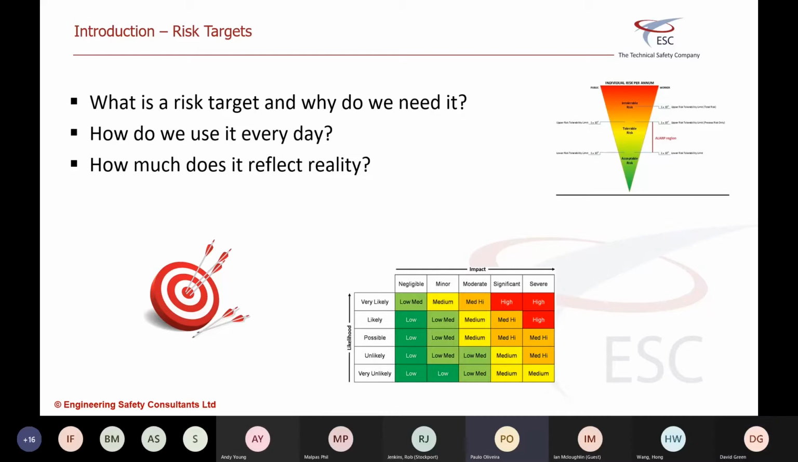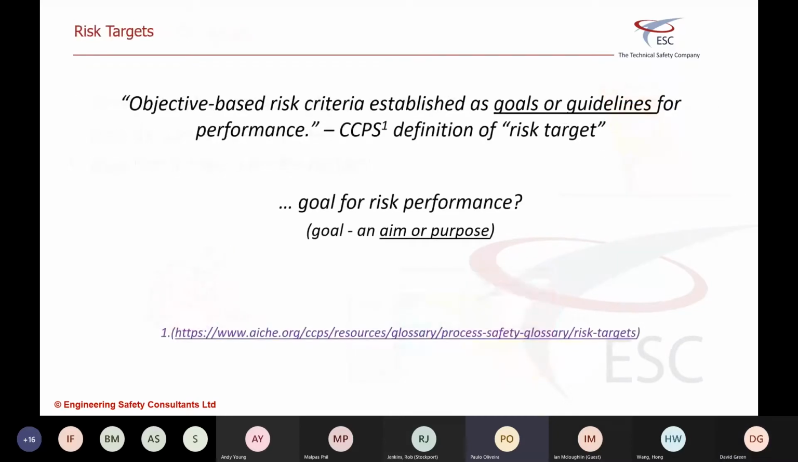And that really puts things into perspective when we start looking at numbers versus what real life is actually asking us to do. So I take it back to principles, and I try to break down where these definitions come from and try to understand them. The CCPS, the Center for Chemical Process Safety, definition of risk target is an objective-based risk criteria established as goals or guidelines for performance.